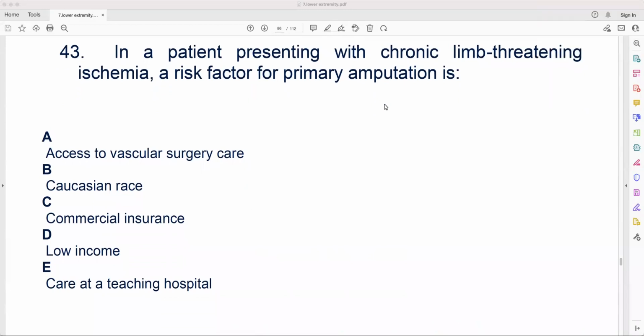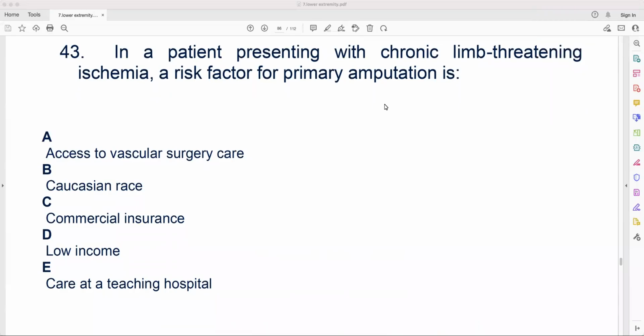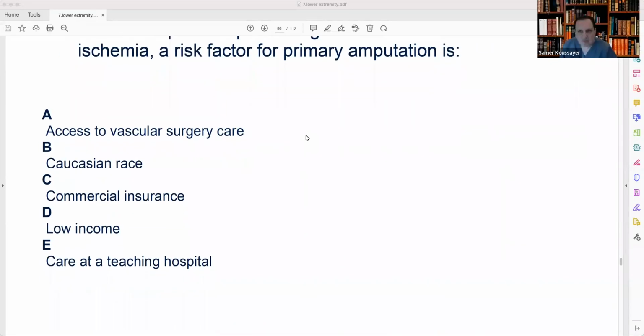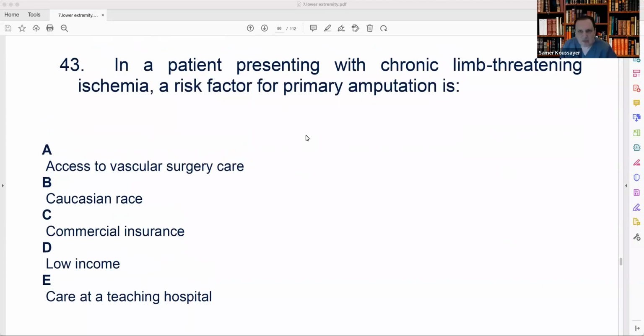In a patient presenting with chronic limb-threatening ischemia, which is a risk factor for primary amputation? This is really a stupid question. I don't think you need to know that. It's not important, but we just go through them, though it's not a good question. So what it is saying is, in which scenario does your patient have a higher chance of limb loss, amputation, than revascularization?